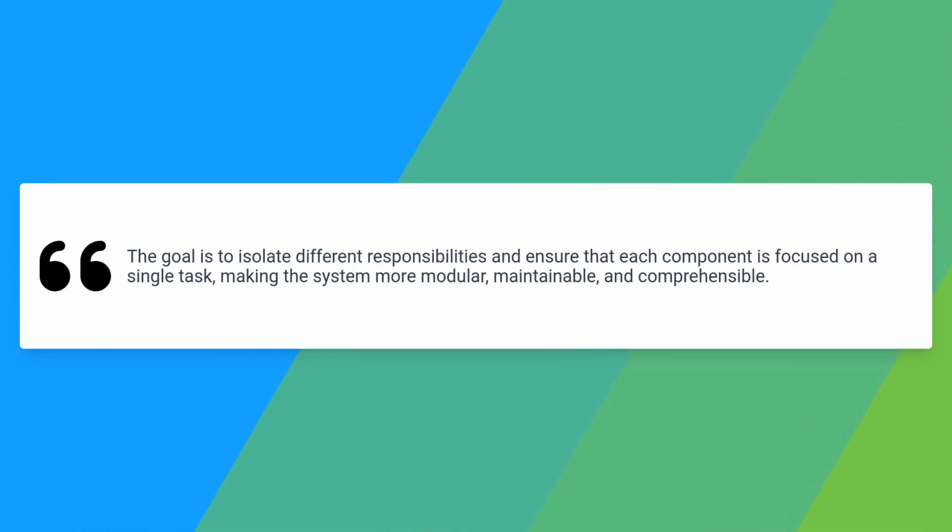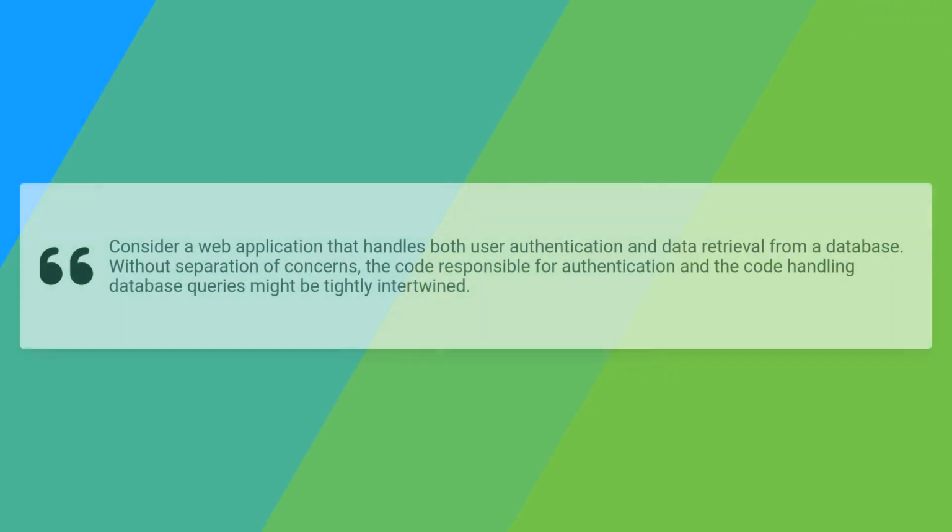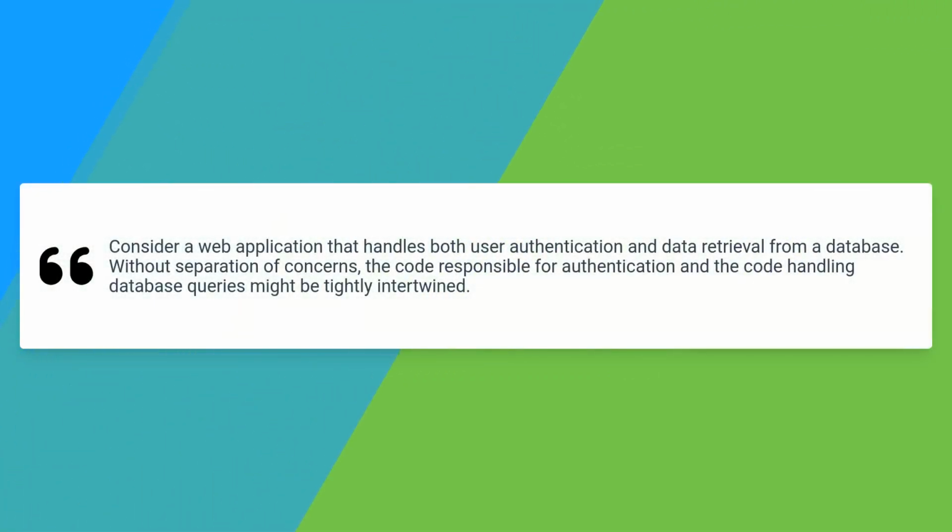Consider a web application that handles both user authentication and data retrieval from a database. Without separation of concerns, the code responsible for authentication and the code handling database queries might be tightly intertwined. However, by applying SOC, these concerns are separated into different modules. The authentication module handles user authentication logic, and the data retrieval module manages interactions with the database. This separation allows for easier maintenance, as changes in one concern do not affect the other.